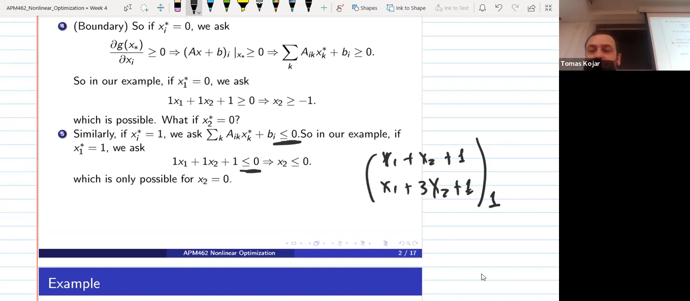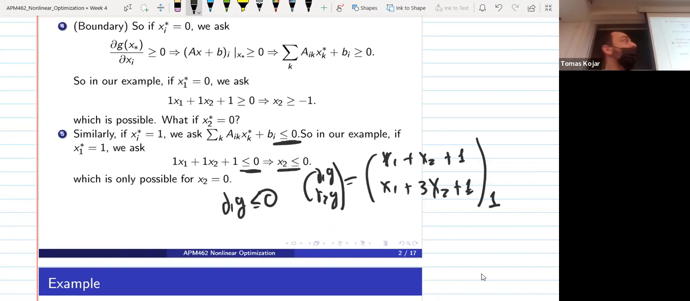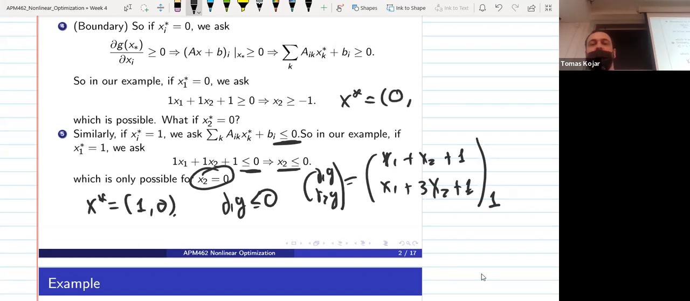Okay, so again, let me remind you, this is partial 1g, partial 2g. And here we're asking for partial 1g to be negative. But x2 is in the unit cube. So this is only possible when the minimizers are of the form 1, 0. Here it could be 0, whatever, but here it has to be 1, 0.